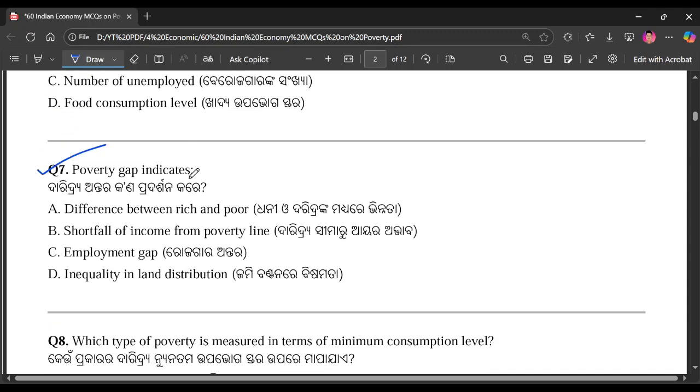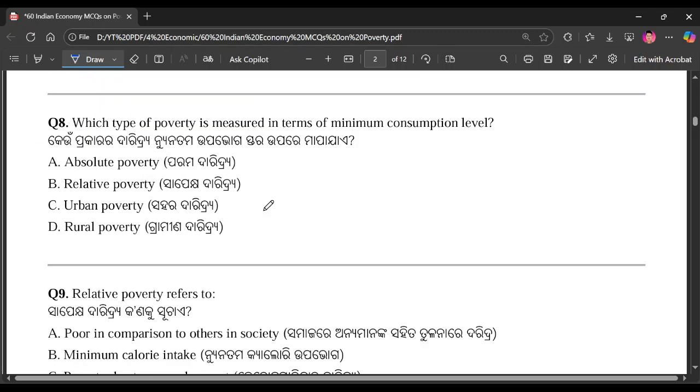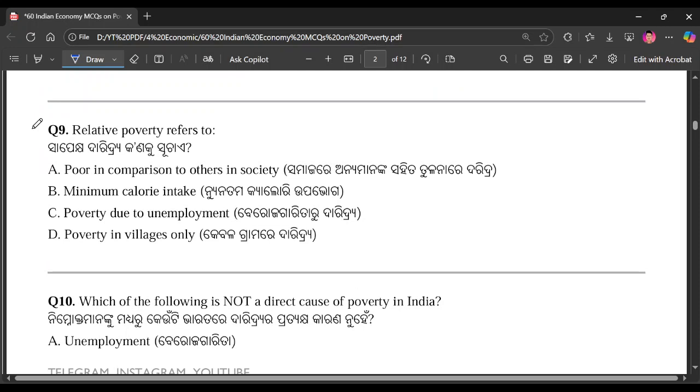Question number 7. Poverty gap indicator. Right answer is option number B. Question number 8. Which type of poverty is measured in terms of minimum consumption level? Right answer is option number A. Question number 9. Relative poverty referred to. Right answer is option number A.